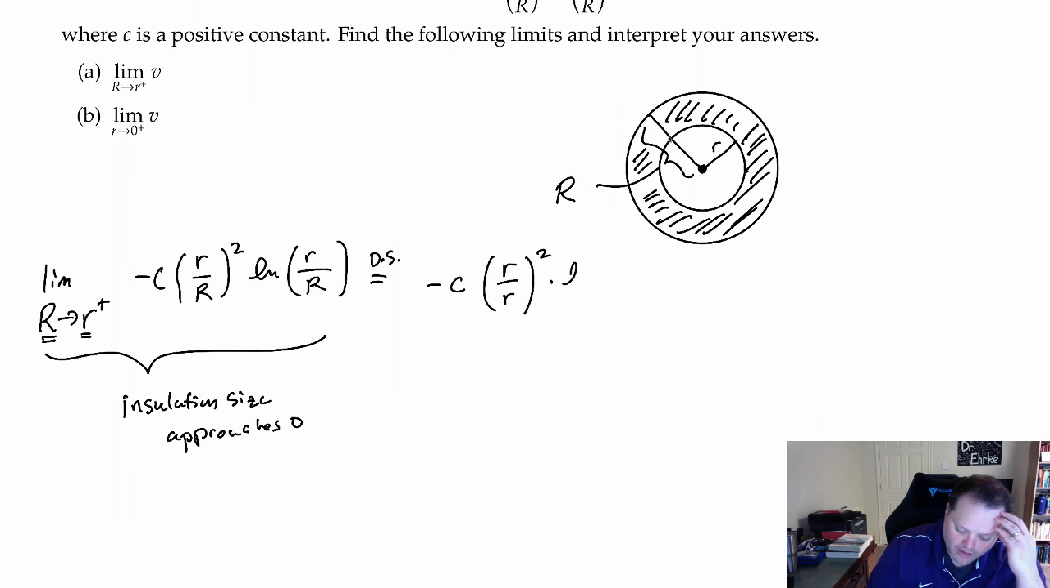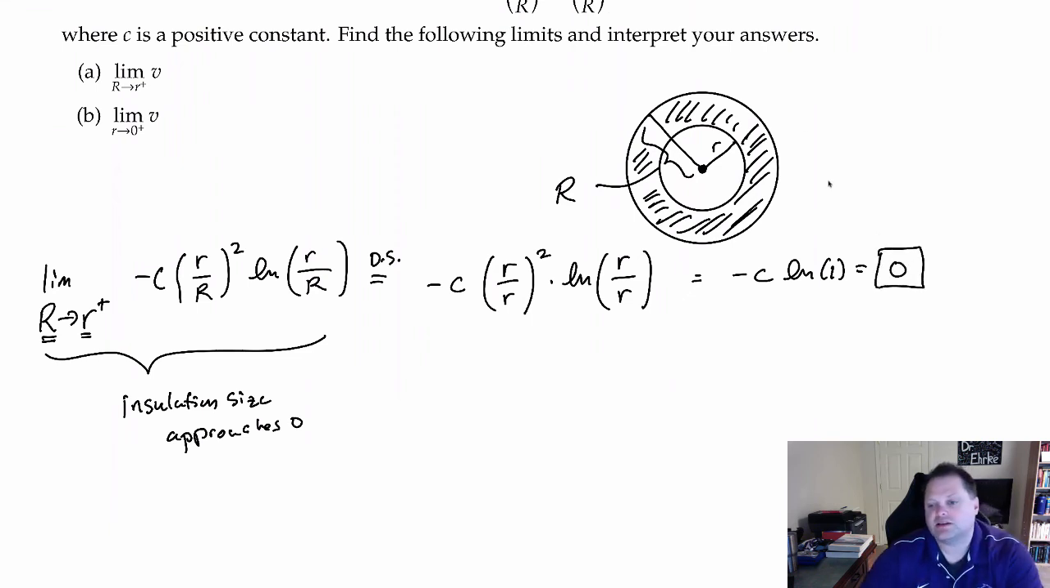And in here, capital R gets replaced with little r. And so what you have is negative c r over r squared. Well, r over r is just 1. So this is approaching 1, natural log of 1. So natural log of 1 is 0, if you recall. So this says that the velocity slows down as you decrease the insulation.